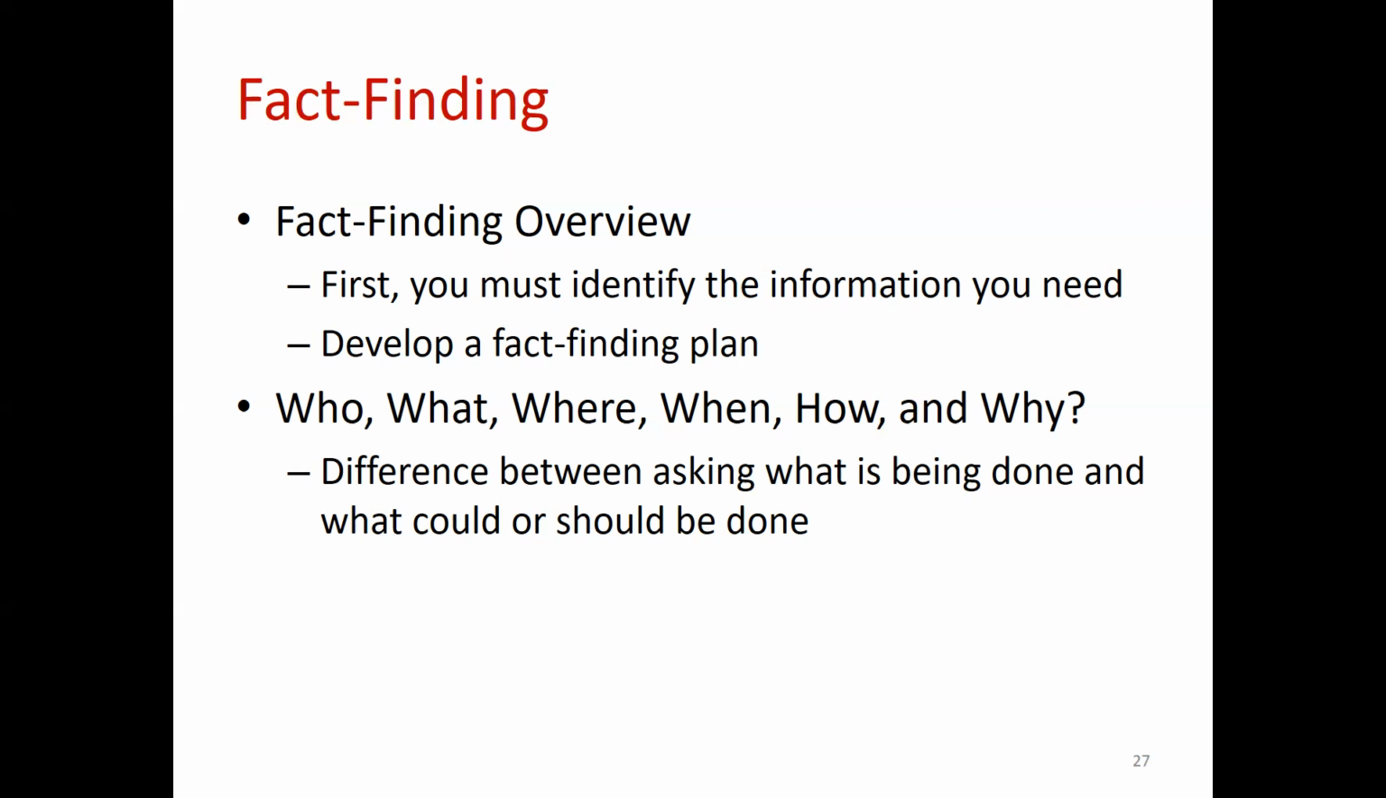So likewise, sometimes when you go to people asking about what things they require in an information system, the expectation would be too high. Now, if you feel that's too high, then you need to give your explanation there and then. So that's what he's saying: the difference between asking what is being done and what could or should be done.